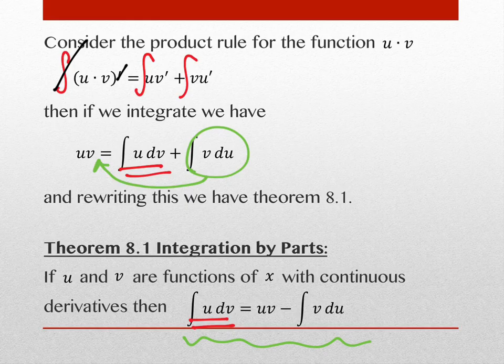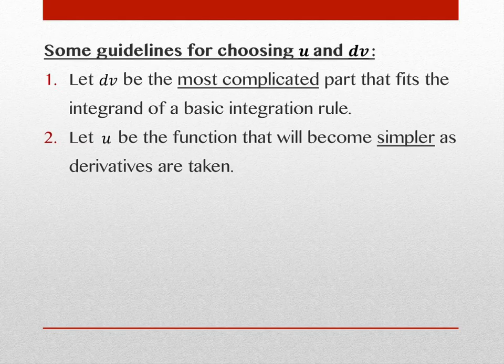So let's write down a few steps, and there's just a couple, for how we go about using integration by parts. And after you see one used, it'll start to piece together, okay? So, some guidelines for choosing u and v. Typically, we let dv be the most complicated part that fits the integrand of a basic integration rule. It's the most complicated thing I can take an antiderivative of.